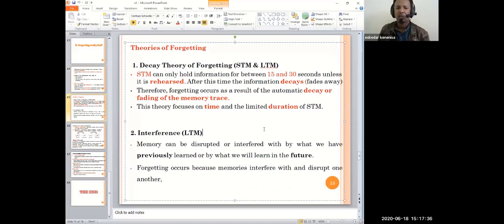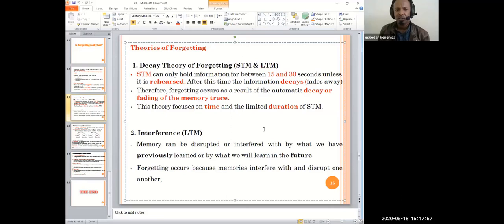There are schools of thought about forgetting. The first school of thought about forgetting is decay theory. Decay is somewhat like fermentation or something.